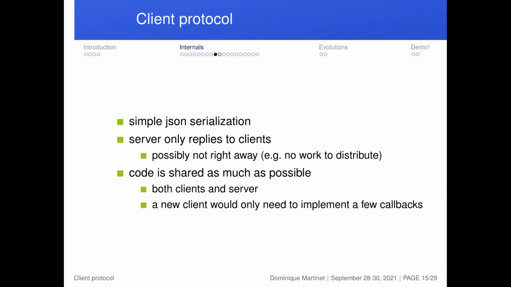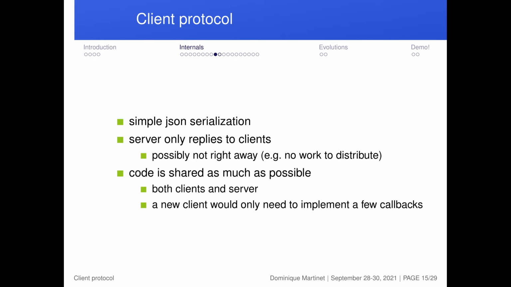So how is it sent? The client protocol is a simple JSON serialization, so it's mostly human readable, not very agreeable to read, but possible. The server only replies to clients, so with simple RPC, there's no sudden request from the server to clients. So the clients basically have the HSM receive callback, and we give work when there is.